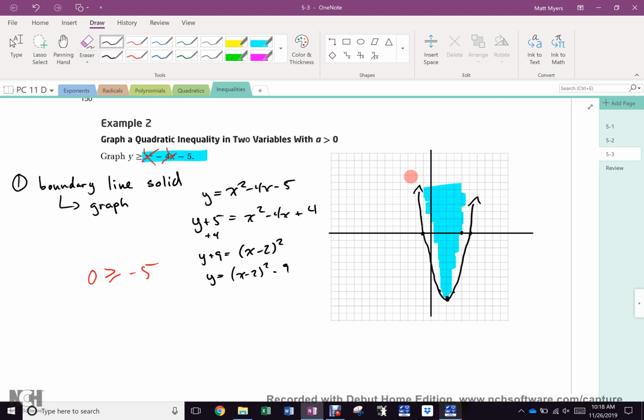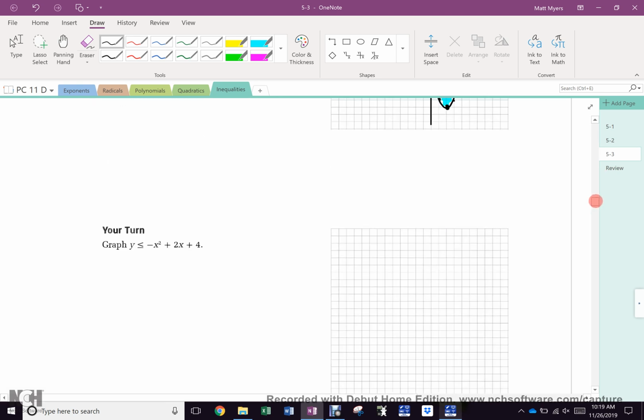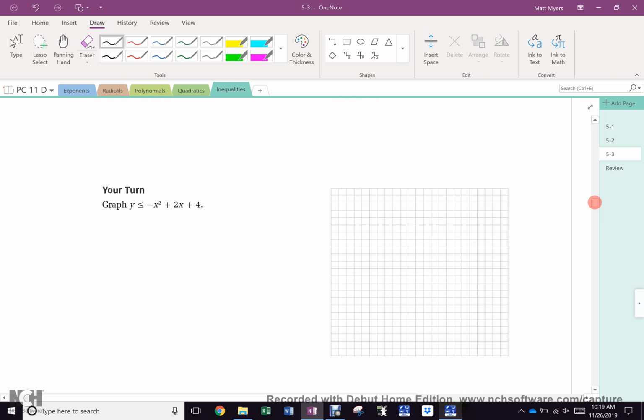Now technically you might have some teachers that insist you bring this all the way up to the edge of the graph. Am I that teacher? No. Everybody good? Super easy, right? Okay. Go.